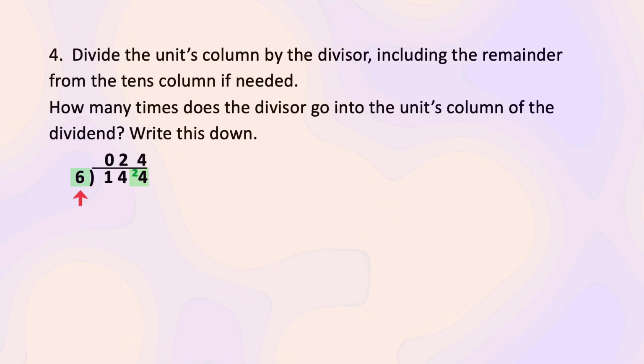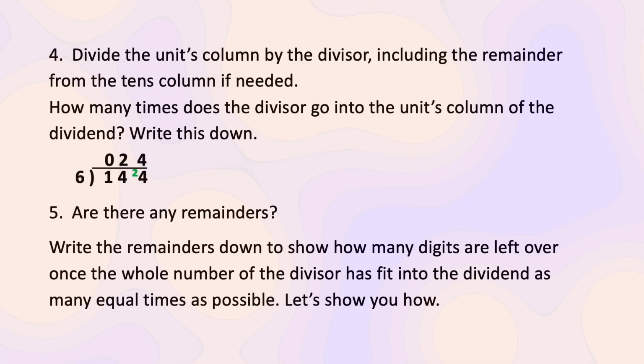How many times does the divisor go into the units column of the dividend? Write this down. In this case, 6 goes into 24 exactly 4 times, so our answer is 24. 5. Are there any remainders? Write the remainders down to show how many digits are left over once the whole number of the divisor has fit into the dividend as many equal times as possible.